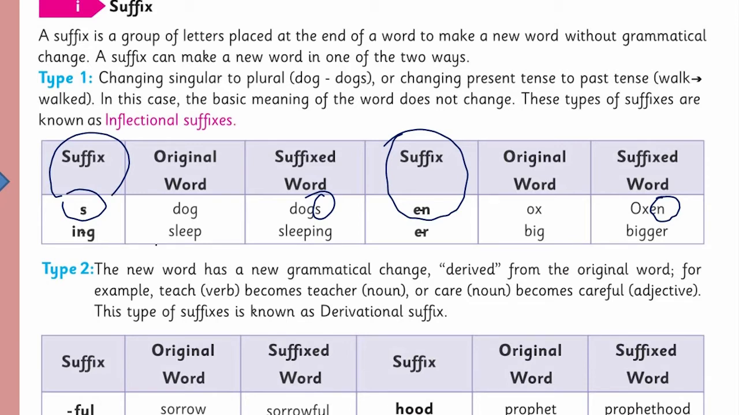Look at the verb here, the actions here. Sleep, sleeping. Here we have added the suffix ing. It also shows that something is happening right now. The action is happening right now.